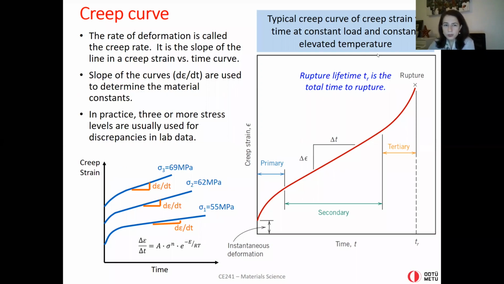Rate of deformation is called the creep rate, because it is the slope of the line in the creep strain versus time curve. Slope of the curves are used to determine the material constants. Generally, three or more stress levels are used for discrepancies in lab data. So you just don't measure one or two curves to obtain material constants, but rather you take three, four curves.